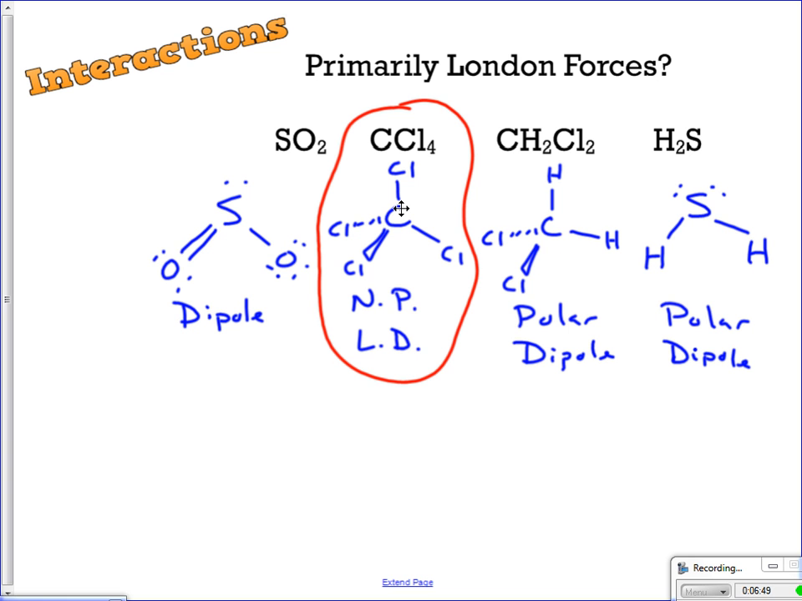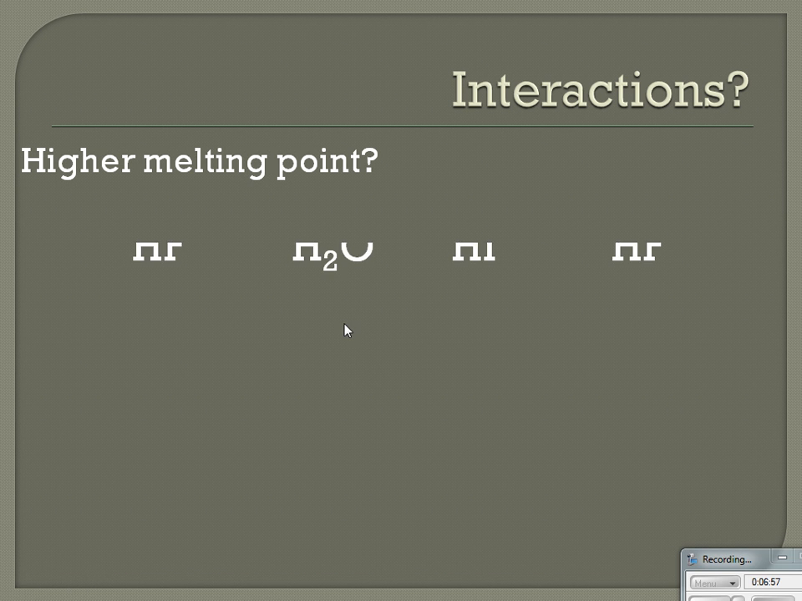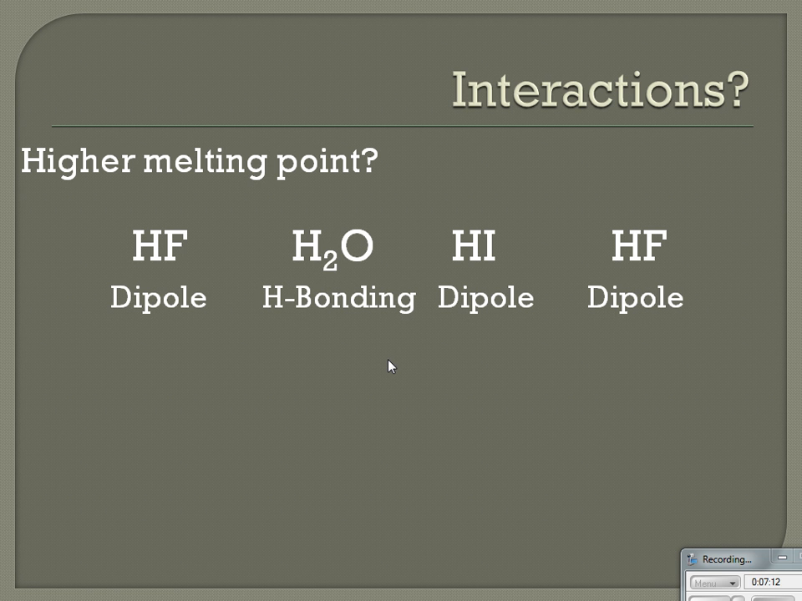CCl4 is primarily London forces. Higher melting point. HF, H2O, HI, or HF. Again, what you need to do is figure out the IMFs that are present. Please do that. These are the answers, and one is incorrect. This right here is H bonding.